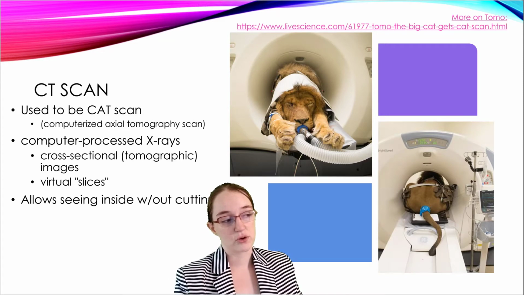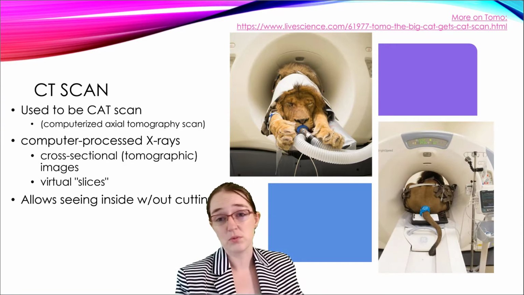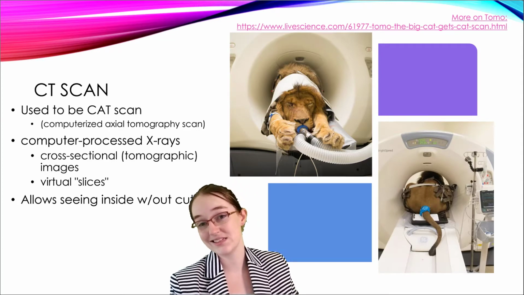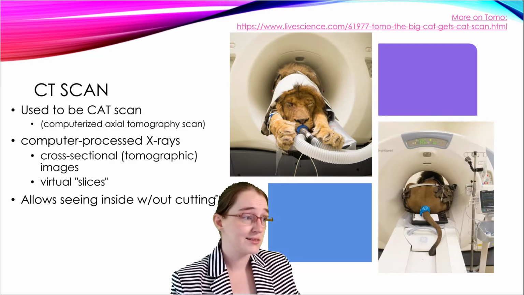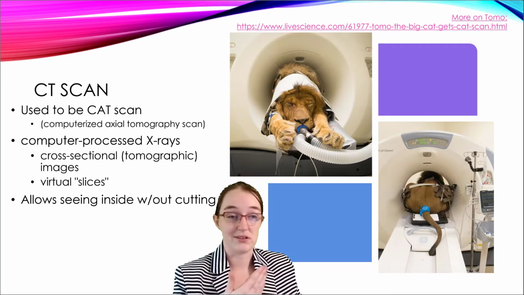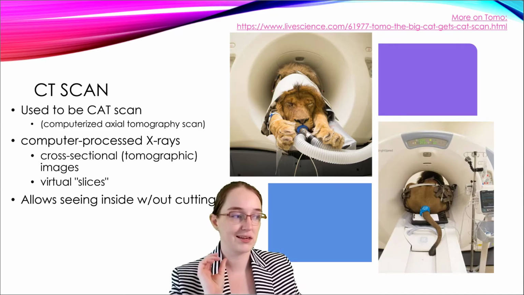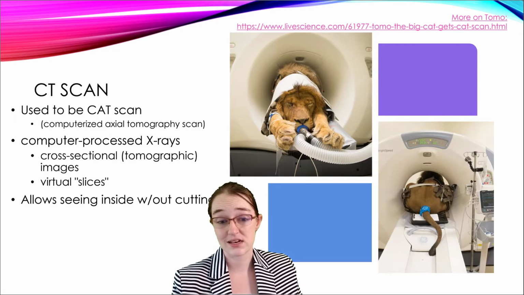They shortened it because, I don't know, but that's one reason why you'll hear some folks say CAT scan, others say CT scan. They're the same thing. These are computer-processed x-rays, and they create cross-sectional, tomographic images, essentially virtual slices. And it allows you to see inside without cutting.